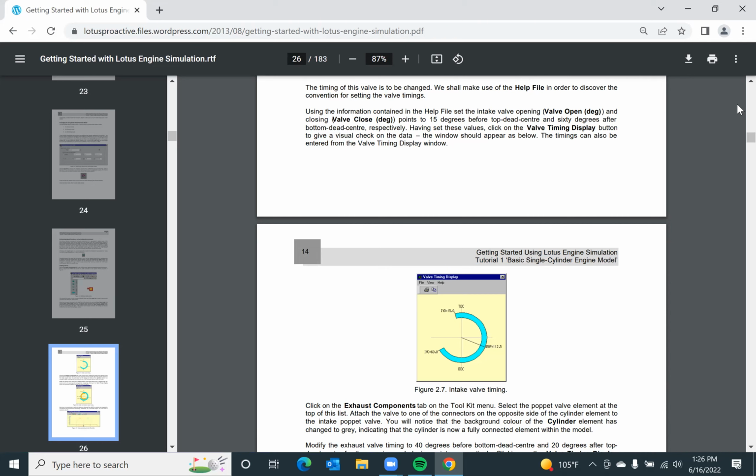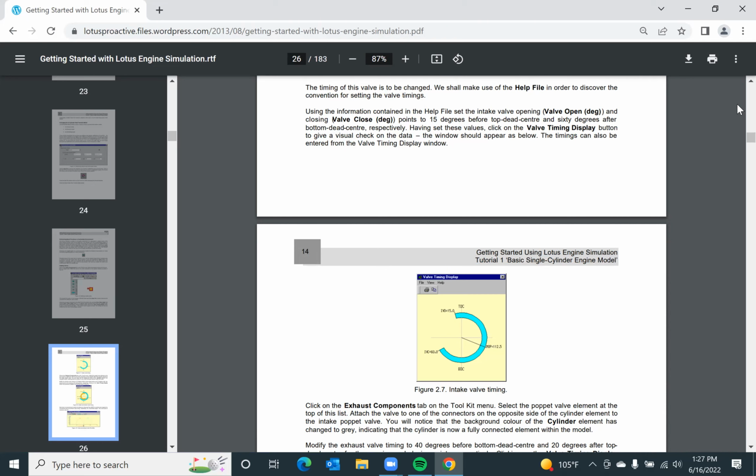This is TDC, which is 0 degrees of crankshaft. This is BDC, which is 180 degrees of crankshaft. The intake valve is going to open 15 degrees before, and it's going to close 60 degrees after. You agree with me? Now there are issues with this. Let's understand what is happening. So this is where the suction is occurring. From TDC to BDC, the charge is sucked.